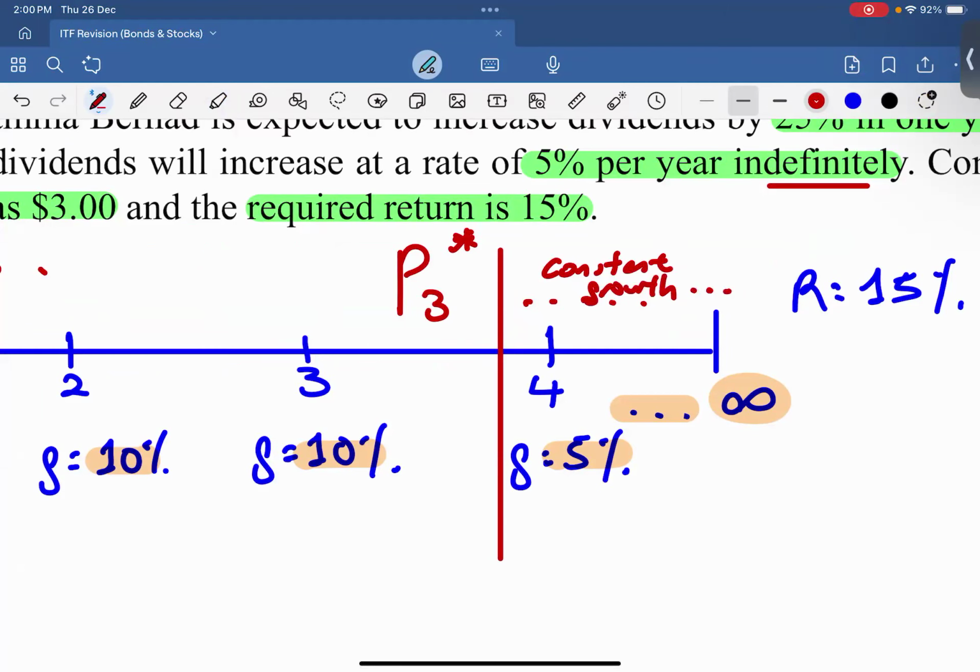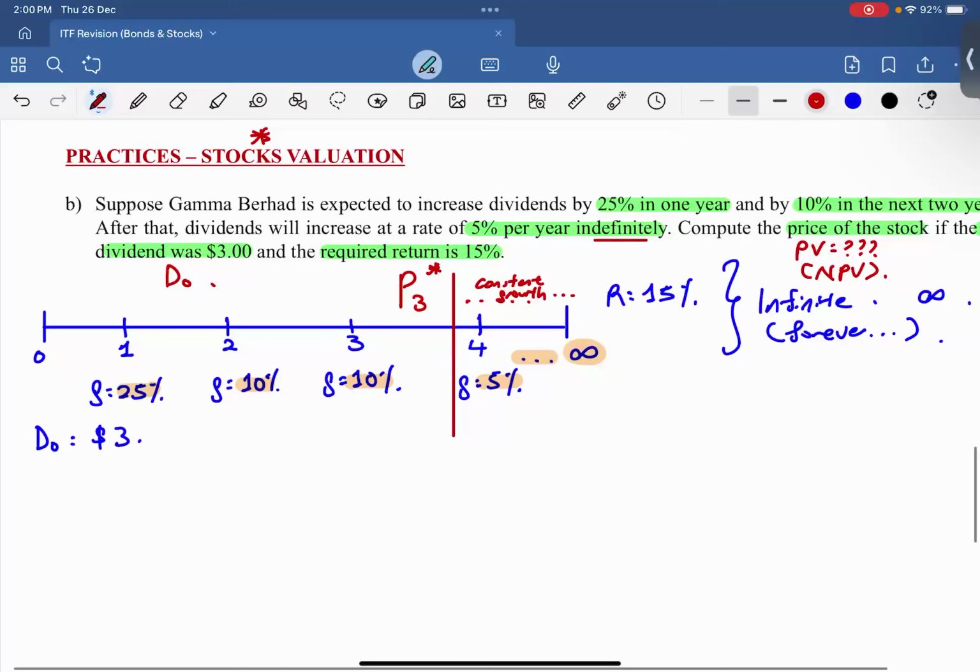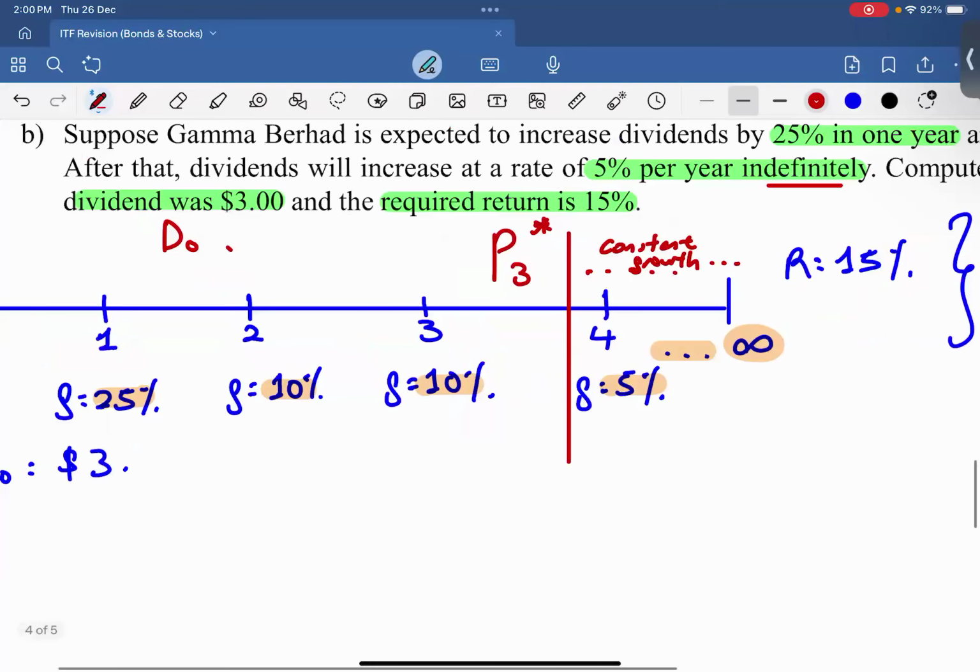So I can use the constant growth methods later on from year 4 onwards. So I can calculate P3, okay? Because from year 4 onwards, it will be the same. The growth rate will be the same forever.